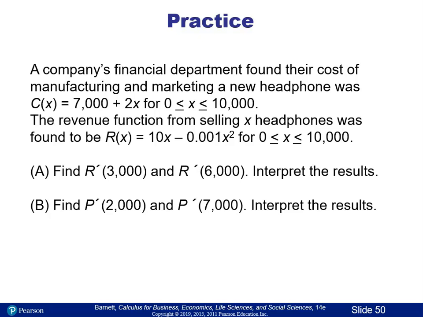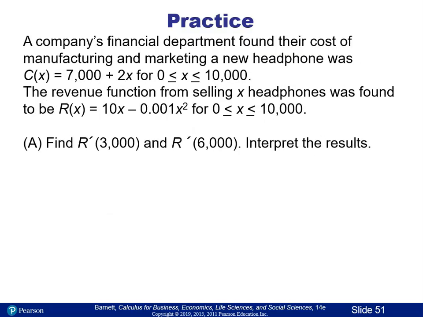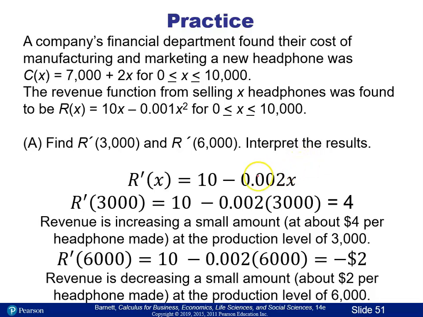Okay, here we're given the cost function and the revenue function, and you're asked to find the marginal revenue and the marginal profit. So first off, if we're finding marginal revenue, we need to take the derivative. So if we take the derivative, we're going to see that we have this function here. We're going to plug in both 3,000 and 6,000 and interpret those. So if we plug 3,000 in, we get 4, and if we plug 6,000 in, we get -2.